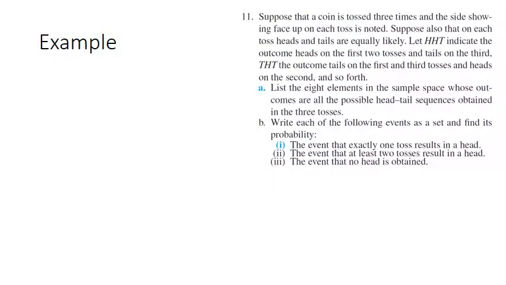Okay, so now let's do some examples with coins. Suppose that a coin is tossed 3 times and the side showing face up on each toss is noted. Suppose also that on each toss, heads and tails are equally likely. Let HHT indicate the outcome heads on the first 2 tosses and tails on the third, THT the outcome tails on the first and third tosses and heads on the second, and so on. So part A is going to be your homework, and then part B, number 1, is also your homework. So I'm just going to go over these last 2 as an example.